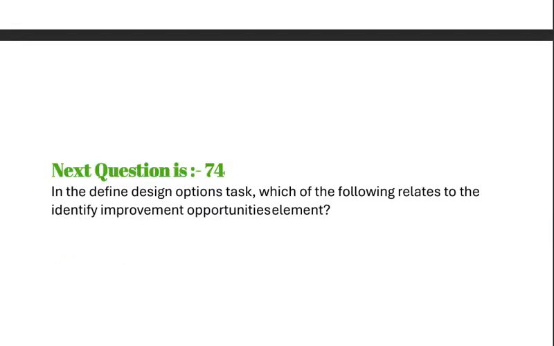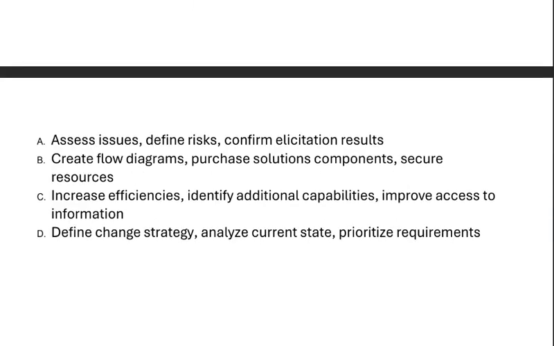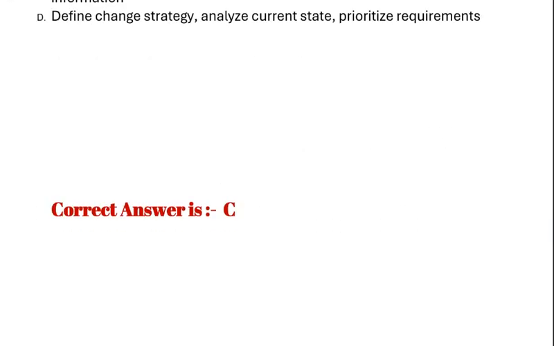Question is, in the Define Design Options task, which of the following relates to the Identify Improvement Opportunities element? Option A. Assess issues, define risks, confirm elicitation results. Option B. Create flow diagrams, purchase solutions components, secure resources. Option C. Increase efficiencies, identify additional capabilities, improve access to information. Option D. Define change strategy, analyze current state, prioritize requirements. Correct answer is option C.